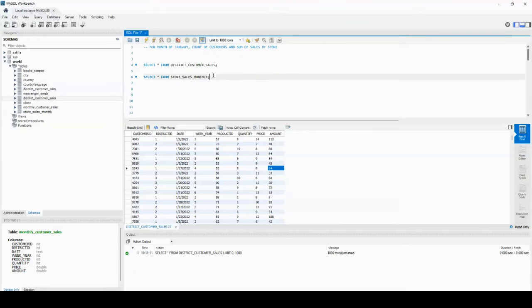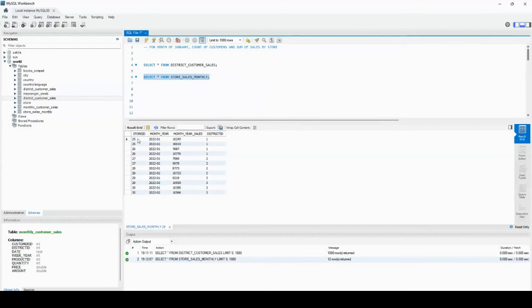So then we're going to take a look at our store sales monthly table. And this is going to show us for each store ID the month and year that we're looking at, and then the sum of sales for that month and year. And then what district that store falls in. Another interesting thing to note here is that we have these month-year sales, which if we look, it looks like the lower end is about 7,000 a month, where the higher end is closer to 11,000. So that's kind of the range we're looking at per store.